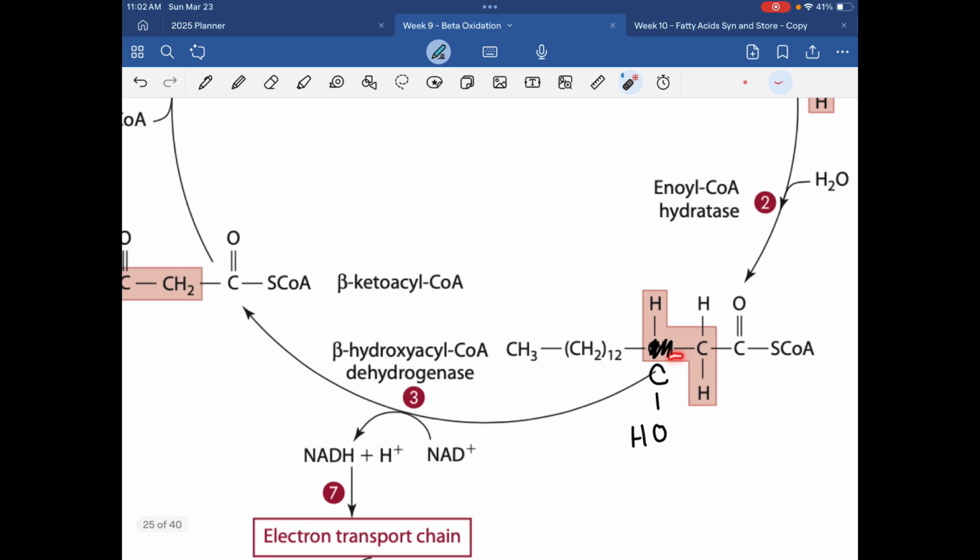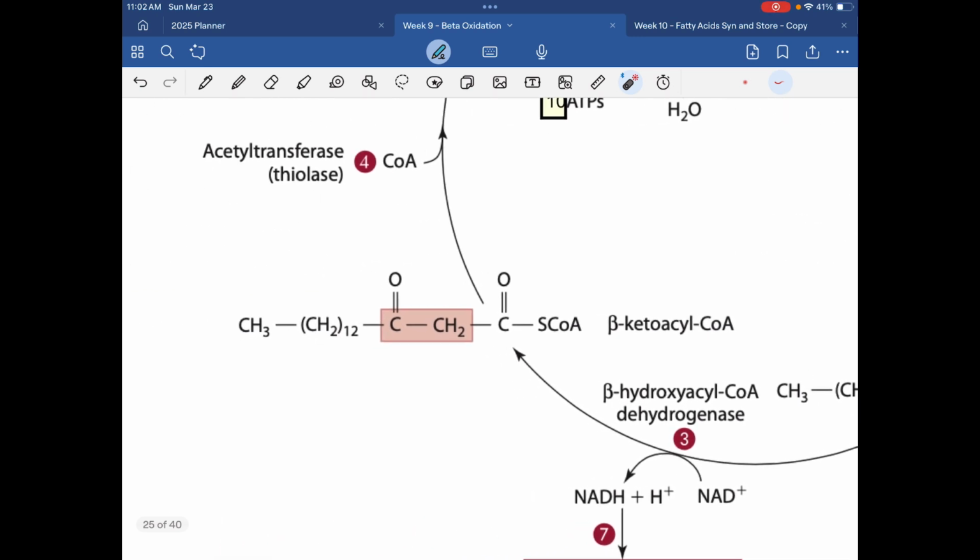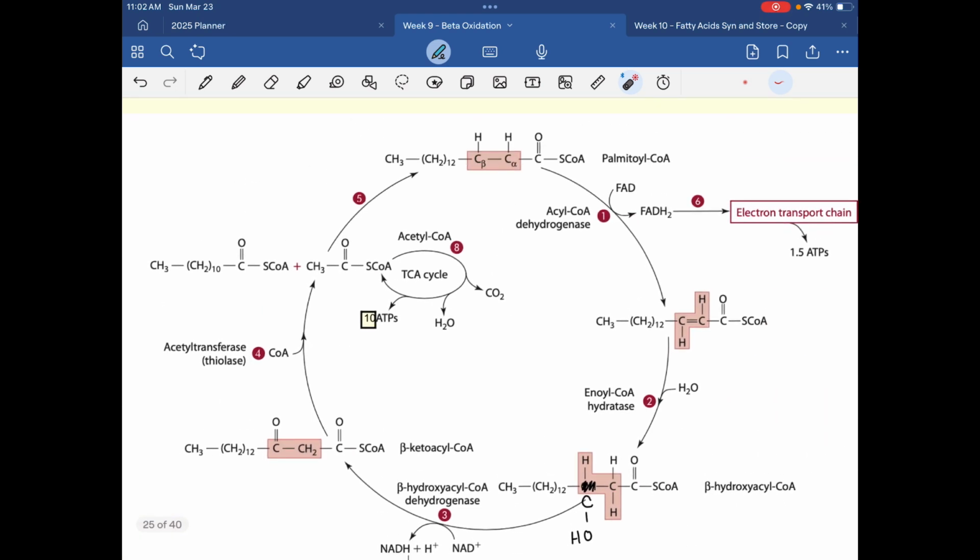When I oxidize this molecule, I'm going to oxidize it right here, and that's going to give me a double bond. You should see 2 ketone groups right now. The whole goal of step 1, 2, and 3 is to form another ketone group at that beta carbon.